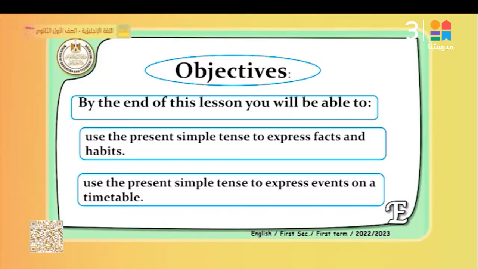By the end of this lesson, you will be able to use the present simple tense to express facts and habits. Again, we are going to use it to express events on a timetable. So what is the present simple tense? Of course, when we use the present simple tense, we talk about our habits.